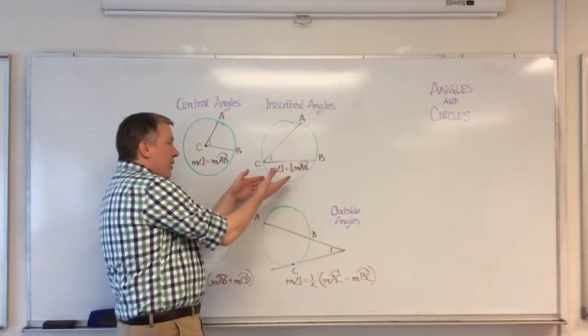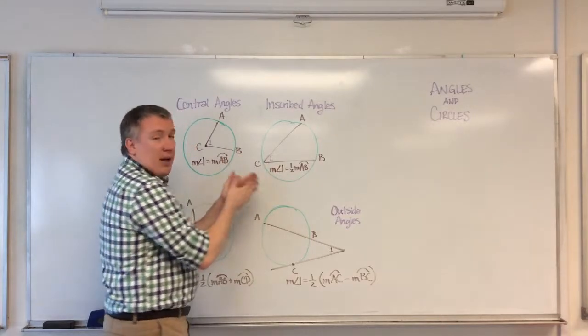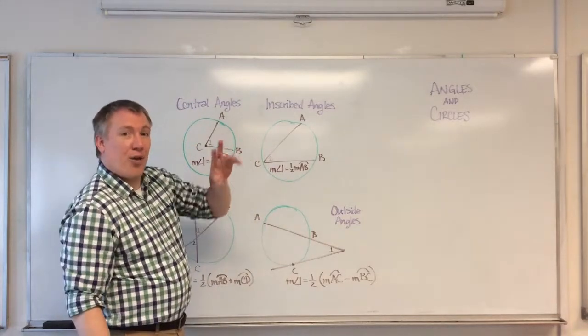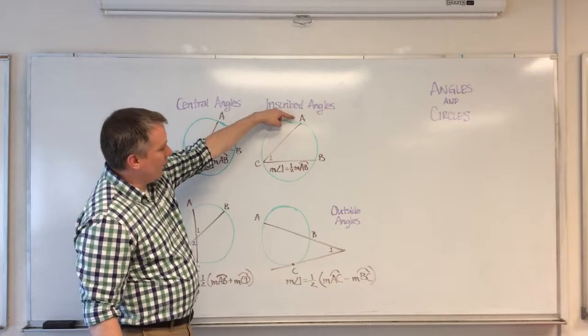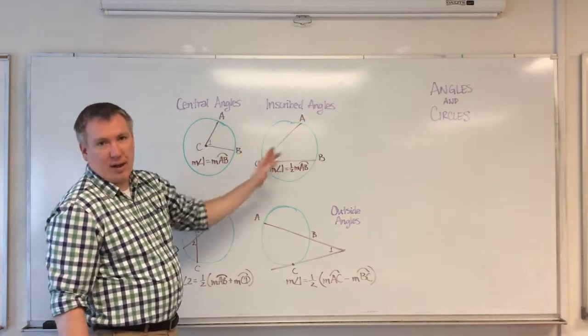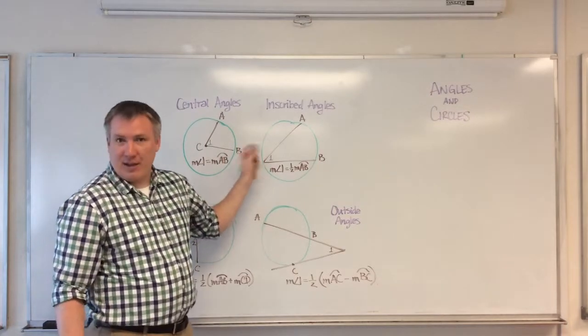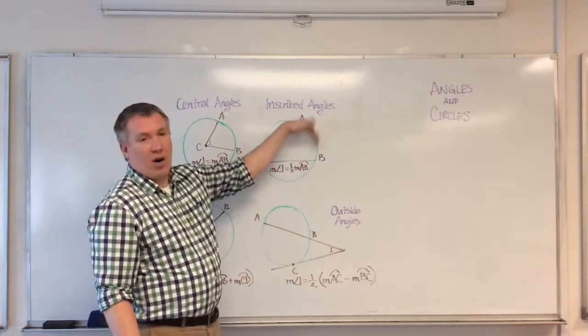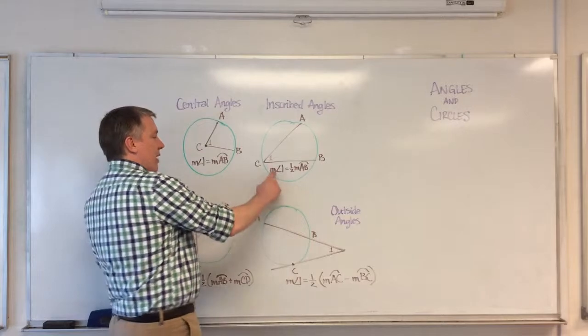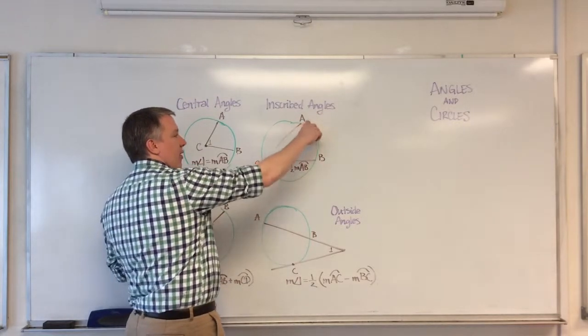Now, next, we have inscribed angles. Inscribed angles connect 3 points on a circle. So there's 1, 2, 3 points on the circle. They're connected. They create an angle. Well, that angle is half, exactly half, of the measure of the arc that it cuts out. So the measure of angle 1 is half the measure of arc AB.